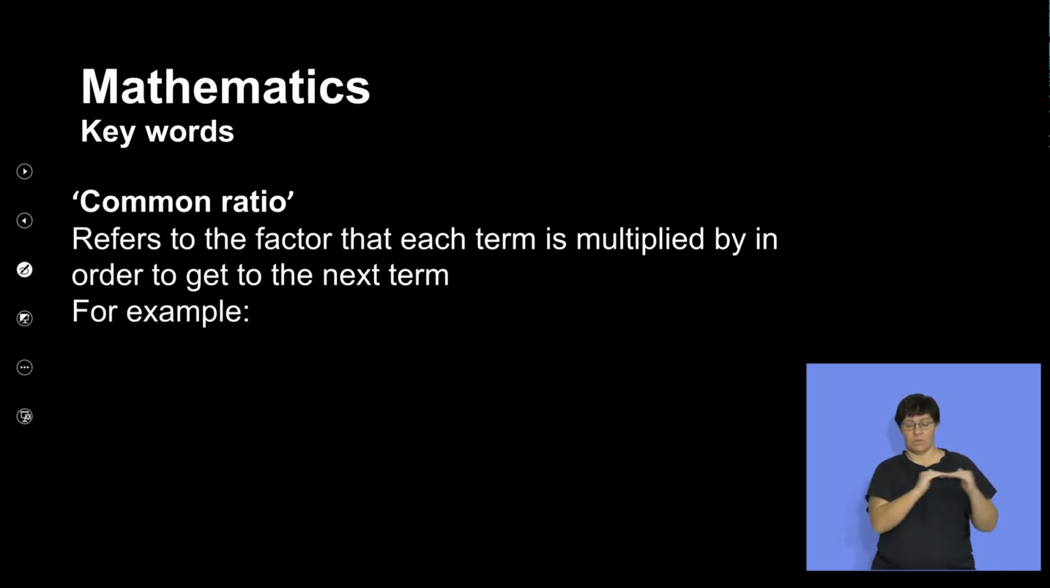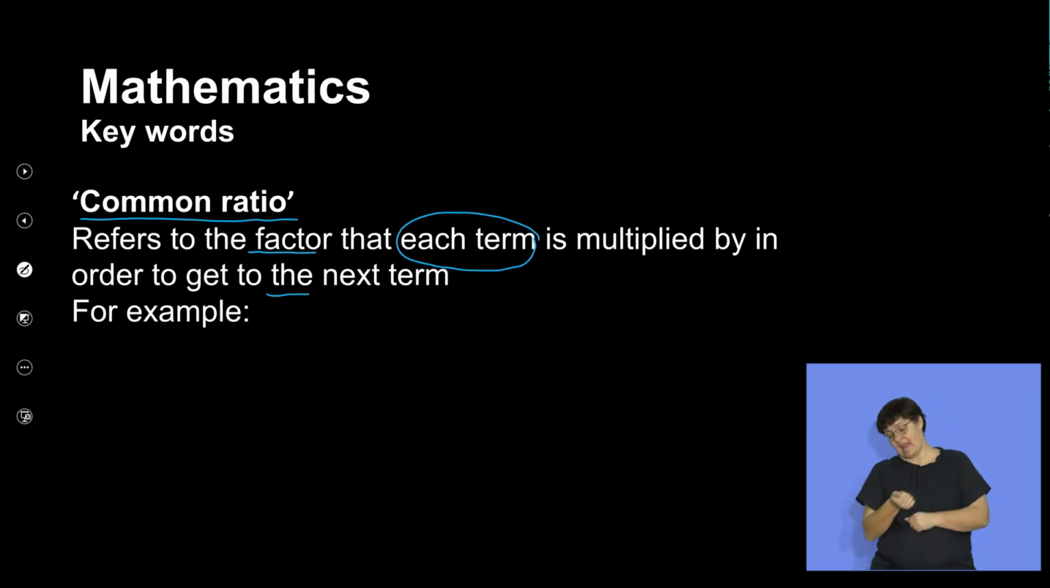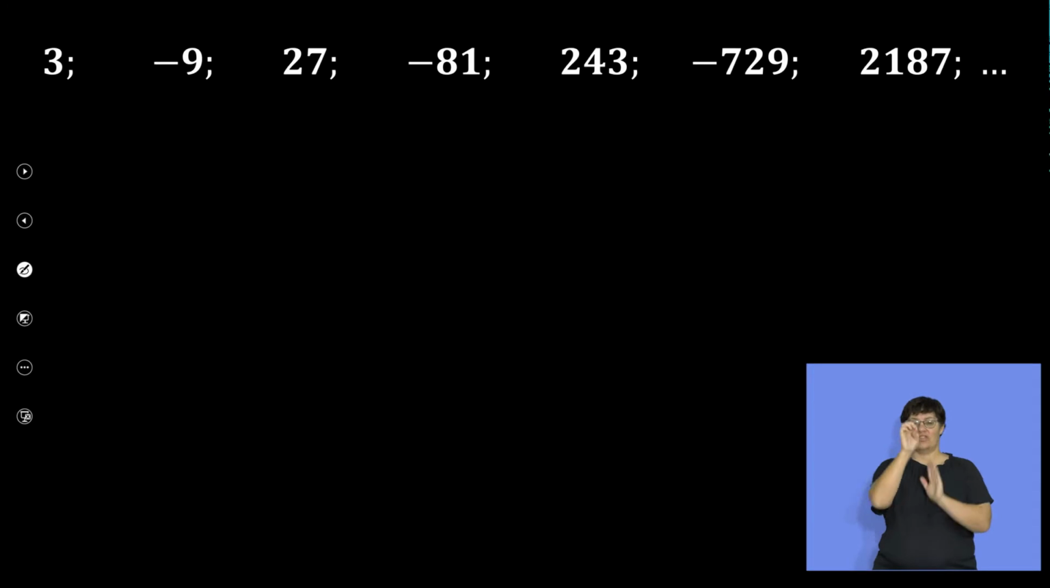So, a common ratio refers to the factor that each term is multiplied by in order to get the next term. So this is a specific number that I multiply each term value by to get the next term. So let's have a look at our first example. We've got a pattern that goes 3, -9, 27, -81, 243, -729, and 2187.